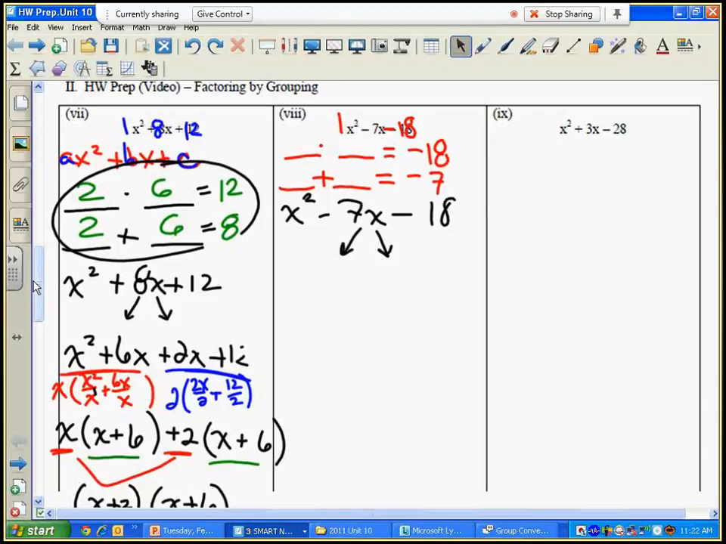Let's use our logic here. If you have 2 numbers that multiply together to give you a negative, that means one of them is going to be positive, one of them is going to be negative. If those same 2 numbers add to give you a negative, that means the bigger of the numbers has to be negative. So let's go through our possibilities. It could be 1 times negative 18. It could be 2 times negative 9. It could be 3 times negative 6. The only one of these combinations that will add together to give us negative 7 is 2 and negative 9. So that's what we want. Those are going to represent the 2 terms that negative 7 is going to split up into.